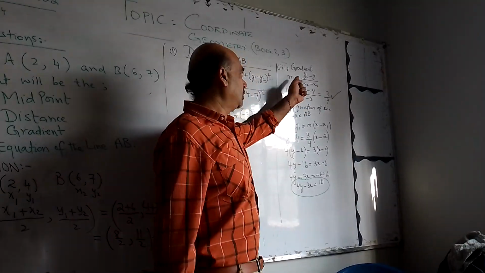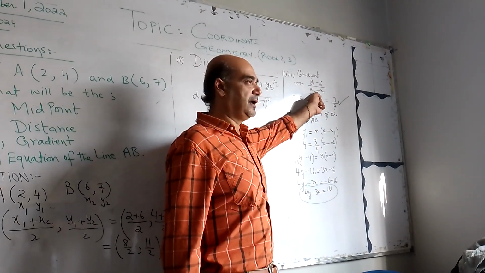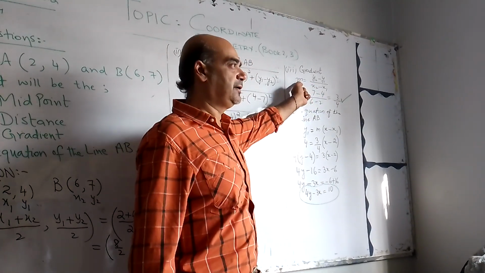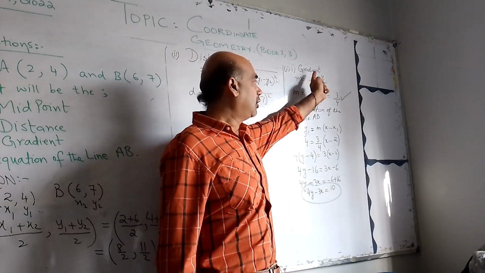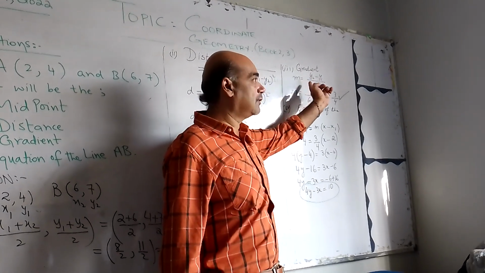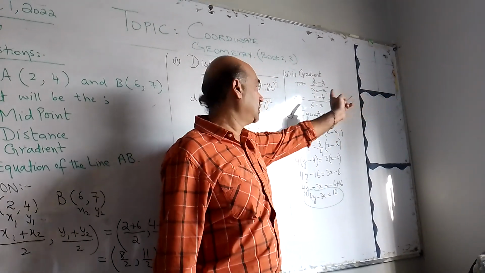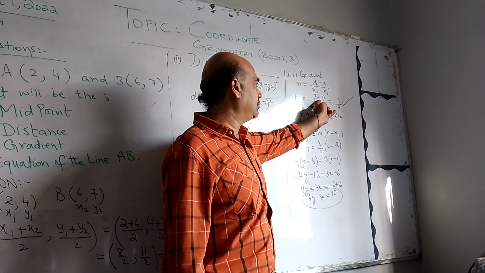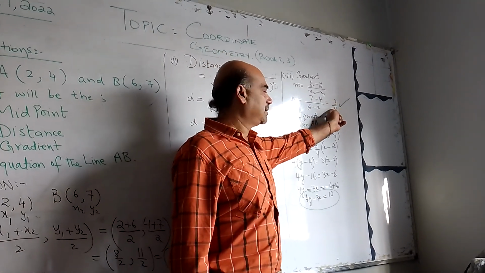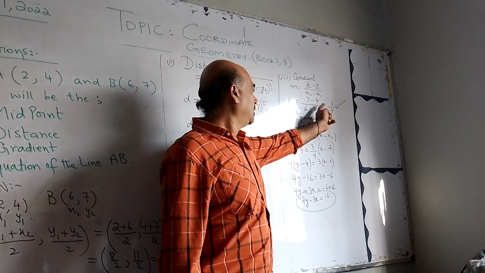Gradient: apply the formula (y2 minus y1) over (x2 minus x1). Remember that gradient always represents the rate of change of one variable in terms of the other variable. So gradient is 7 minus 4, we just plug in the values. What is the answer? 3 upon 4.